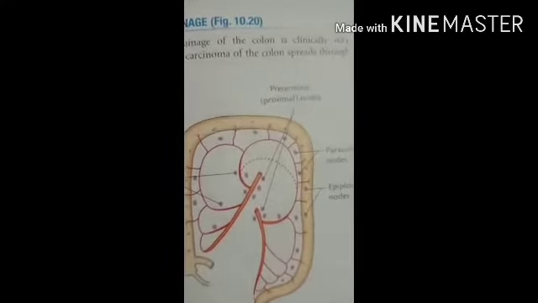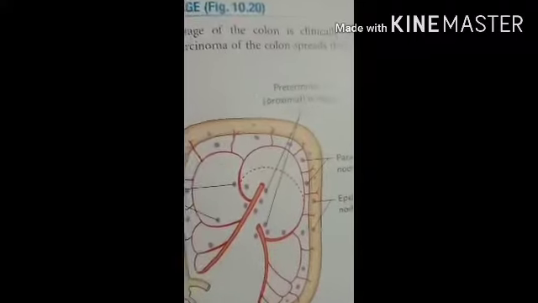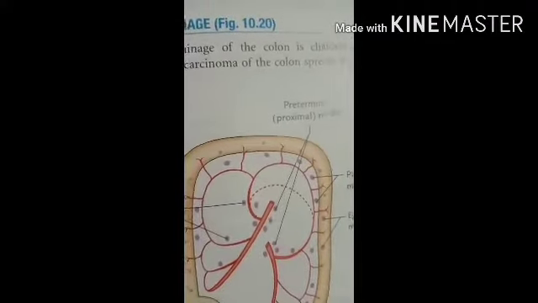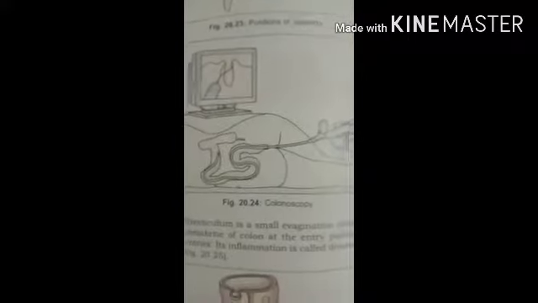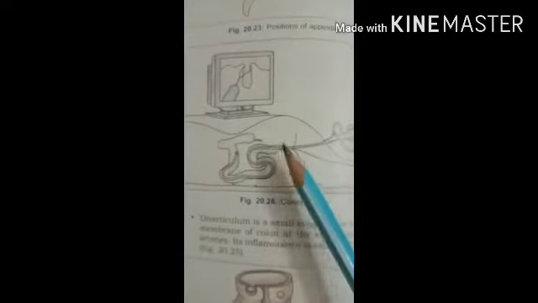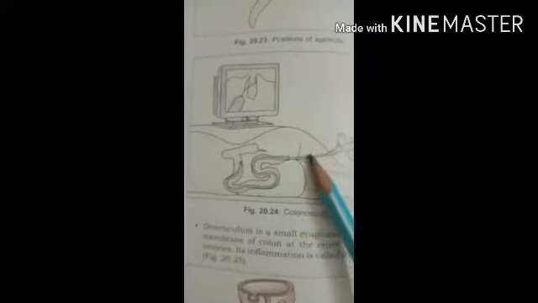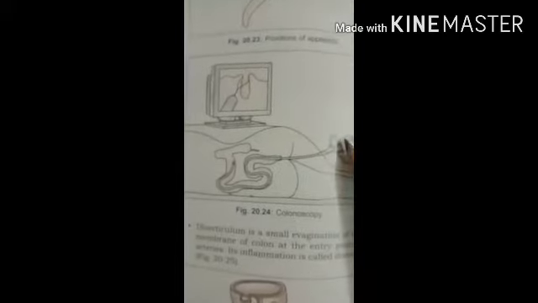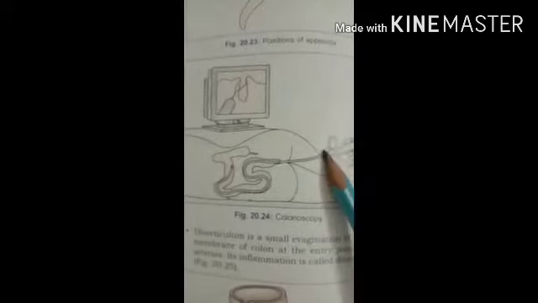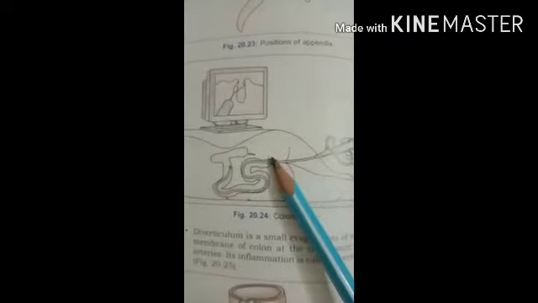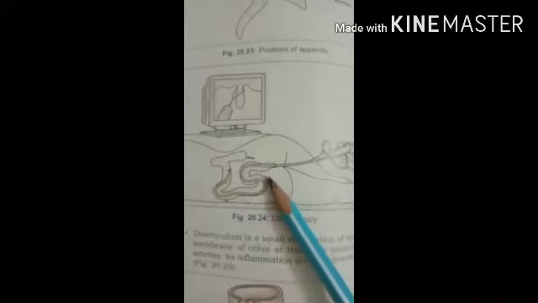After that, the clinical points related to the colon. First, the colonoscopy. To see the interior of the colon, colonoscopy is done. Through the anus, the scope is passed into the rectum, and then gradually passed into the remaining part of the colon up to the cecum.